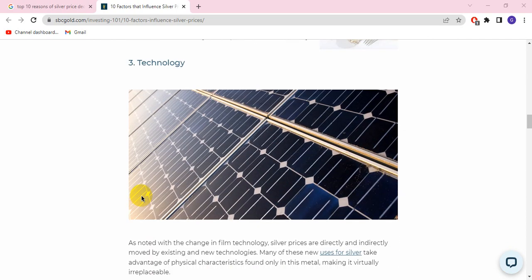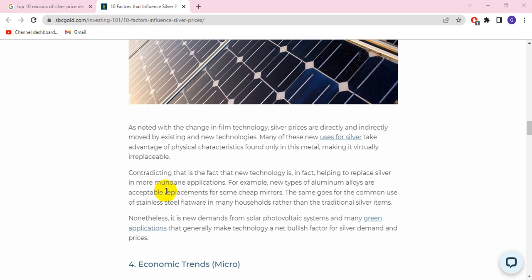The number three is technology. As noted with the change in film technology, silver prices are directly and indirectly moved by existing and new technologies. Many of these end uses of silver take advantage of physical characteristics found only in this metal, making it virtually irreplaceable.